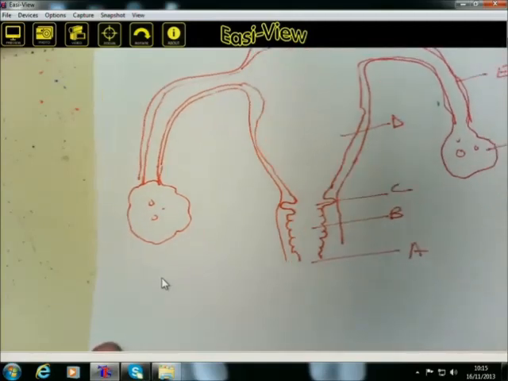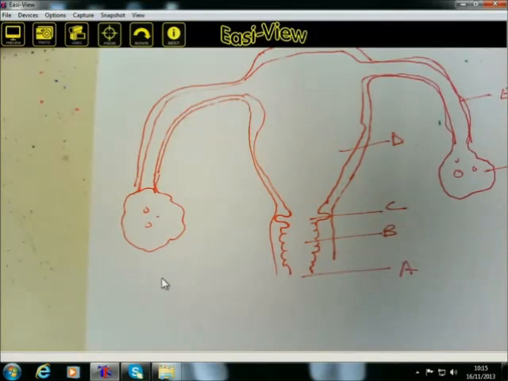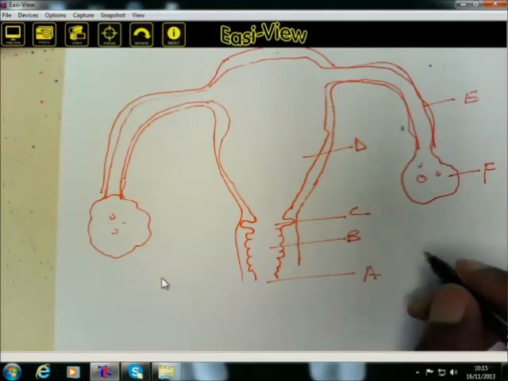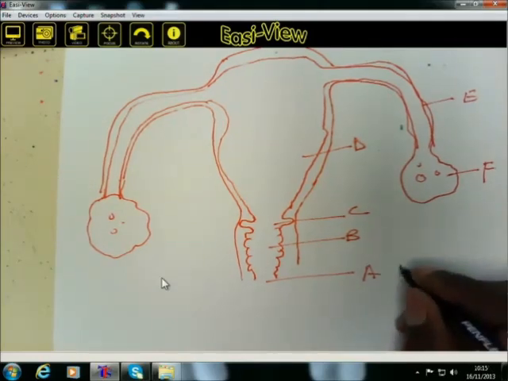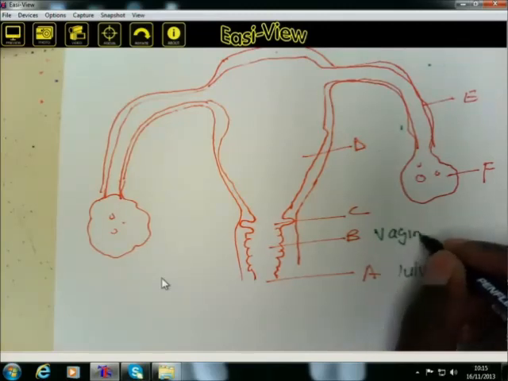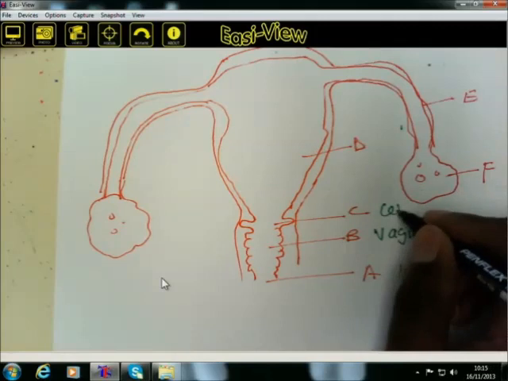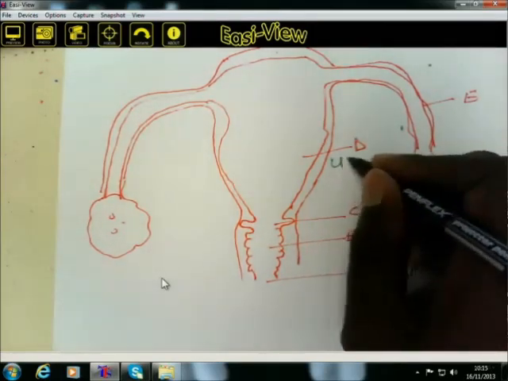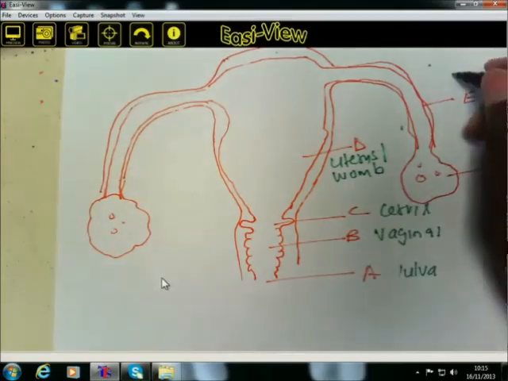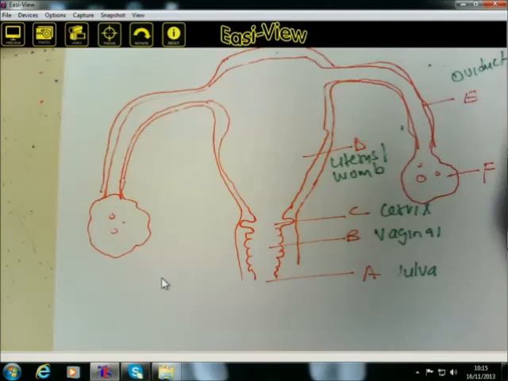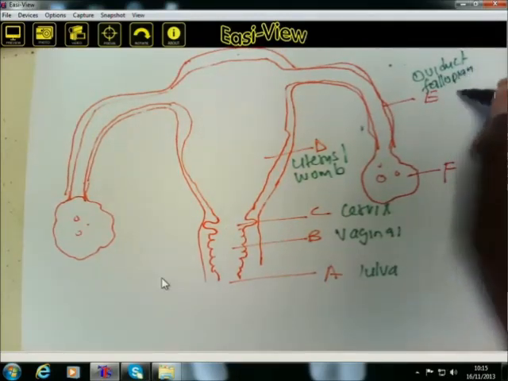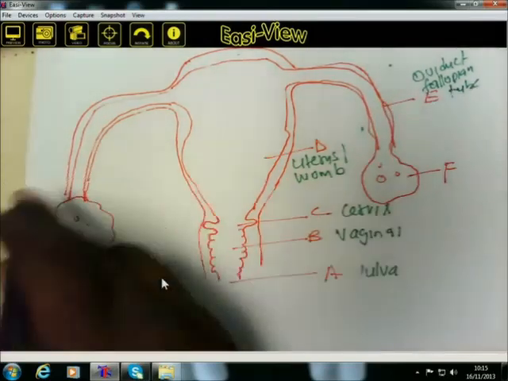Now, let's label the parts first. In the diagram, some of you have question papers, but now you must learn how to draw. This part is called the vulva, and this one is called the vagina, and this one is called the cervix, and this one is called the uterus or womb. This one is called the oviduct or fallopian tube. You can see that there are two fallopian tubes.